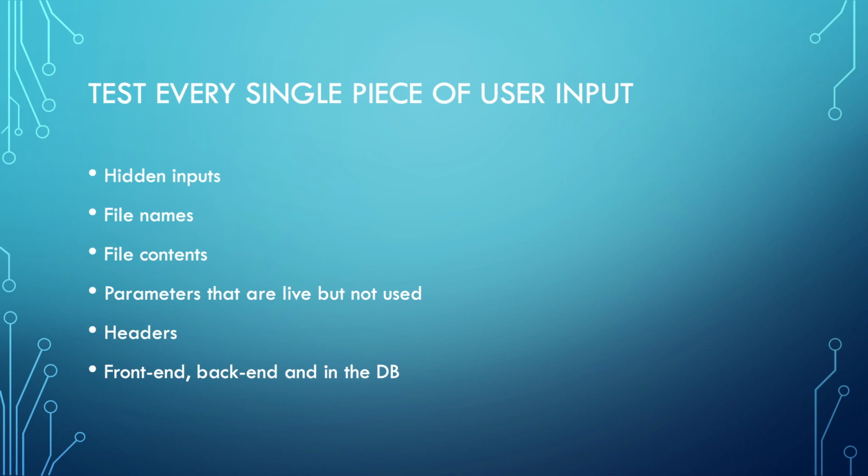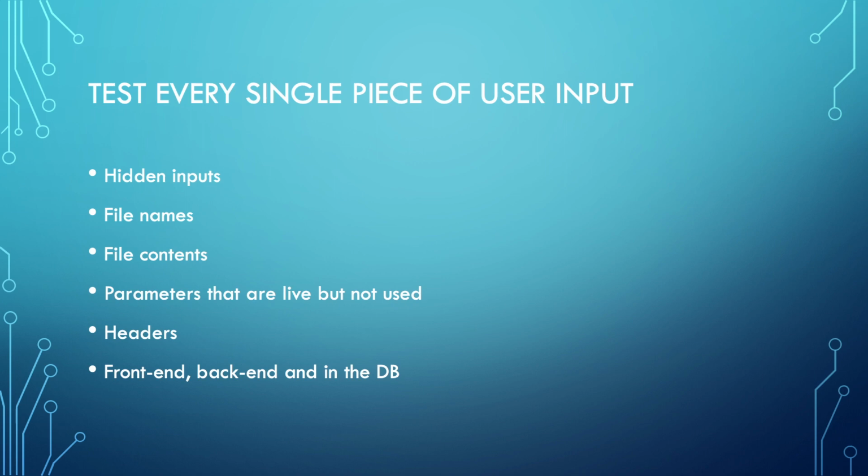And this might be very easy to say, test user input, but you really have to test every single piece of input there. So that's hidden inputs as well, file names, file contents, even an identifier can be vulnerable to things like reflected cross-site scripting if it's a GET parameter, for example. And if it's reflected anywhere on the page, like "ID equals blah blah blah not found", well, then you might open yourself wide up to cross-site scripting attacks. File content, sometimes if you display it on a website, of course, parameters that are live but not used. And then headers as well.